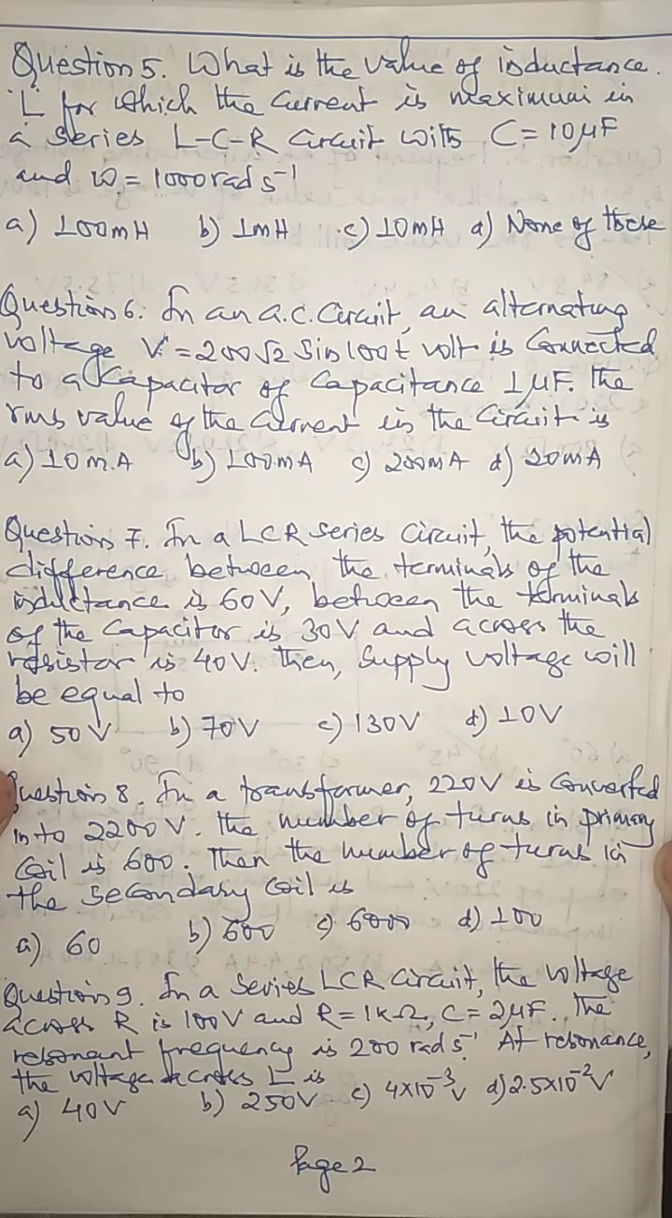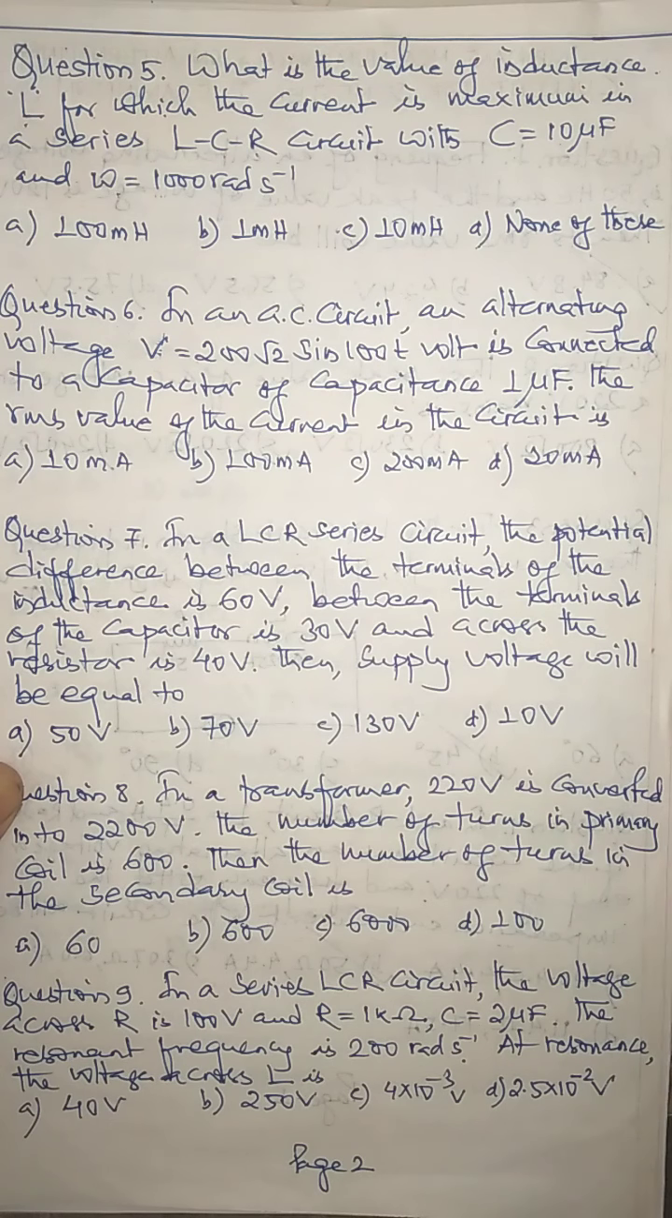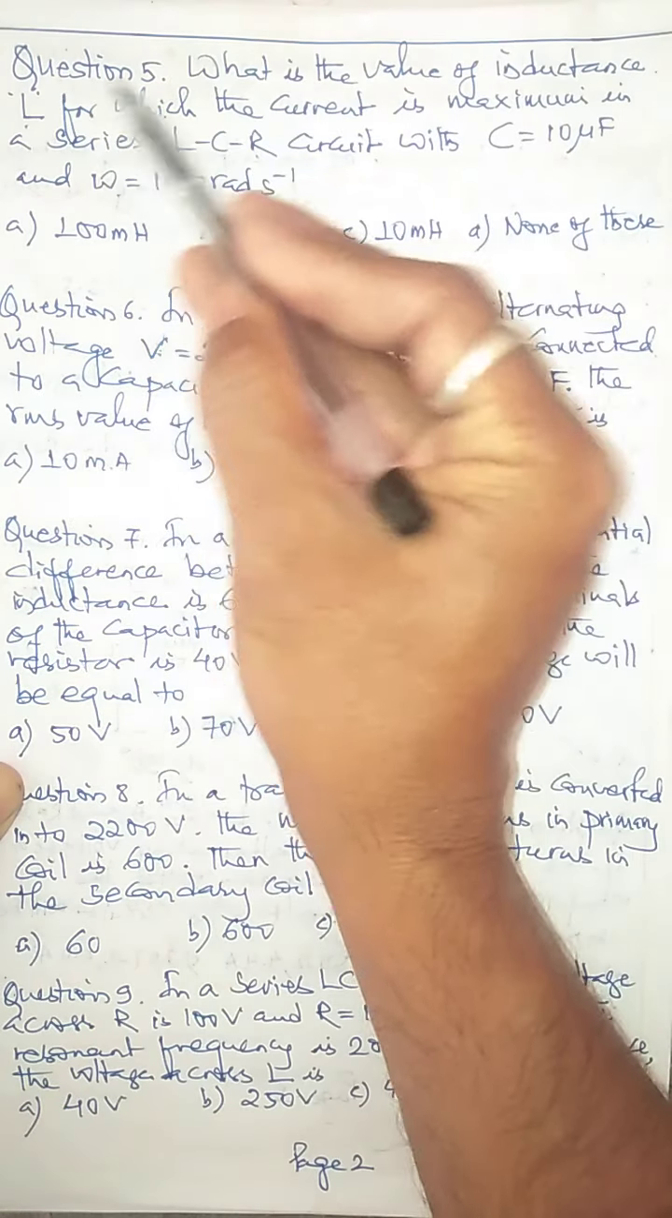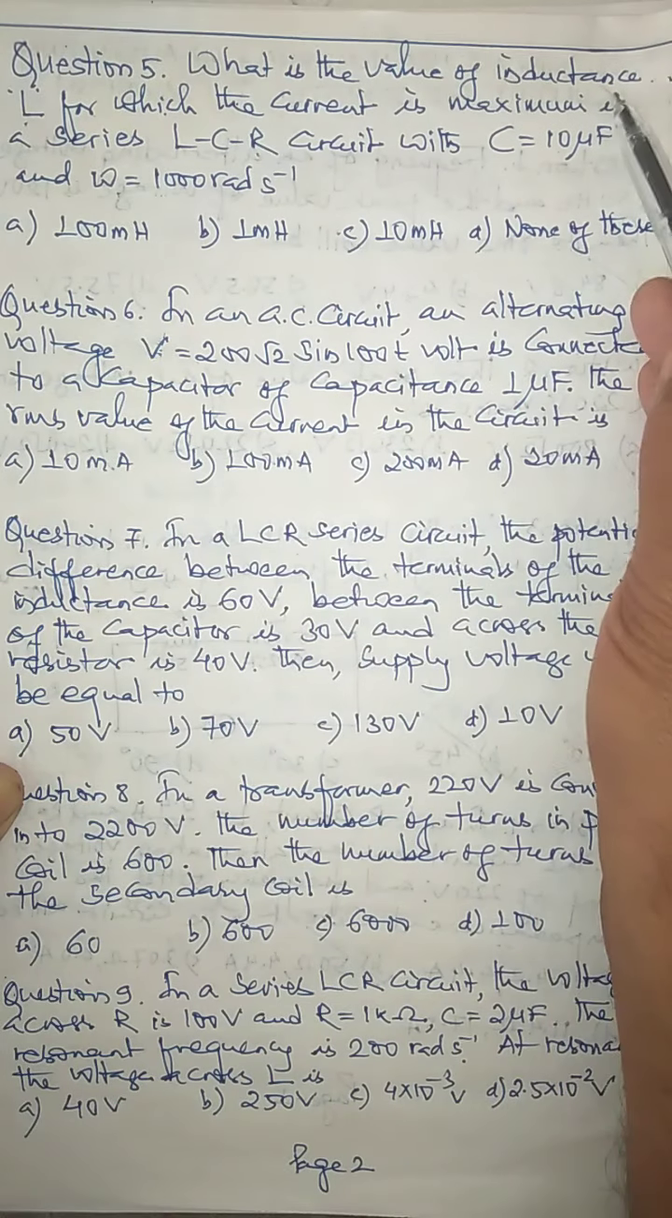Alright, my dear children of class 12 science, let's continue solving the new MCQ numerical questions from alternating current. In the last YouTube video we had solved up to question number 4. Now we solve question number 5. Question number 5 says: what is the value of inductance?